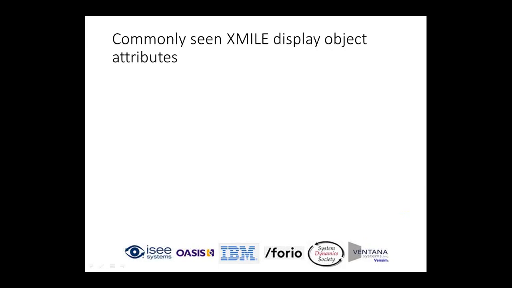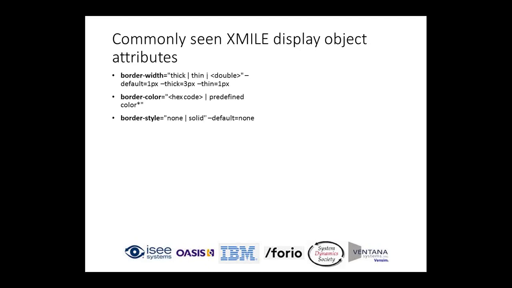So now let's talk about some commonly seen display object attributes. What things does XMILE allow us to customize? It allows us to customize border widths, border colors, border styles, none or solid, font families like Arial, Tahoma, Courier New, font styles, normal or italic. We use an enumeration here so that we can add more font styles in the future, maybe oblique.